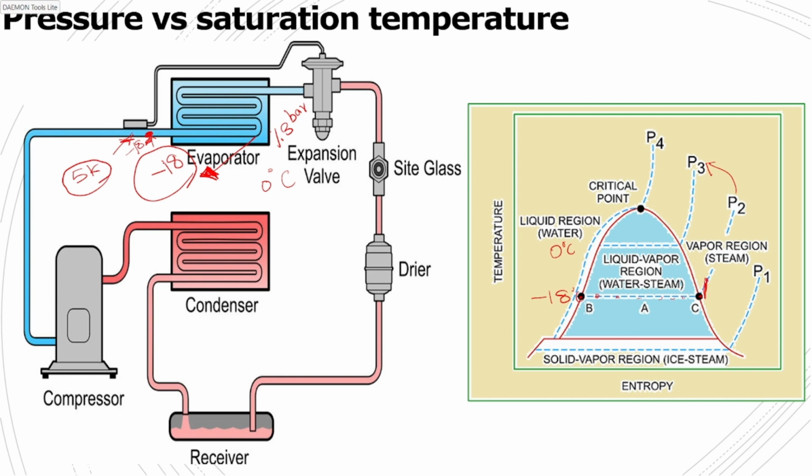If the boiling temperature of this refrigerant is minus 18, we would like to have the temperature of the gas somewhere close to minus 13. Right? So we increase its temperature by 5 degrees, and then we can say that the condition of the gas leaving the evaporator lies somewhere here.